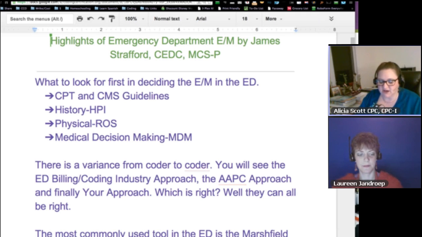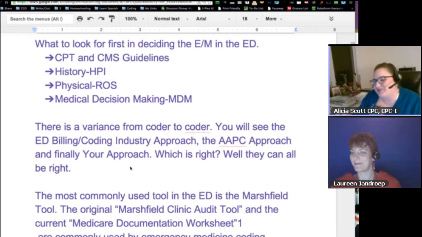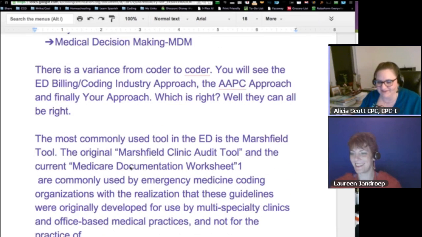And this is a tool that's used for E&M coding. I gave some highlights on it, but Laureen's typing, she can't scroll down. I try to lead into that so she knows I'm going to have her scroll.